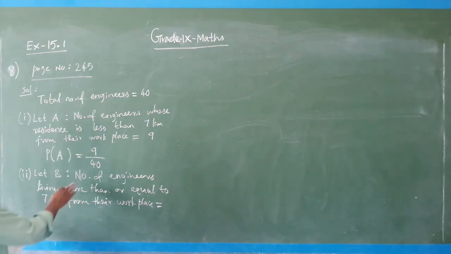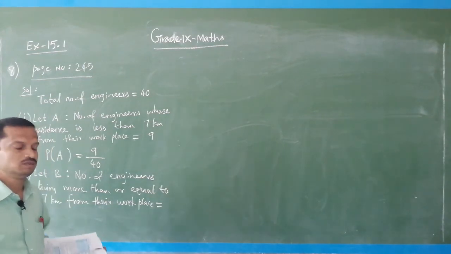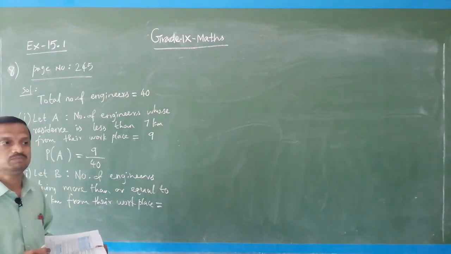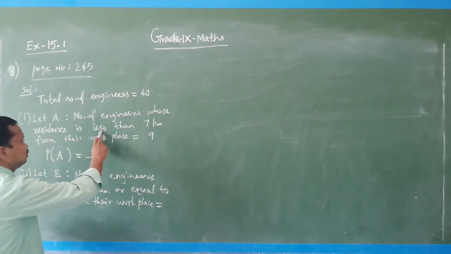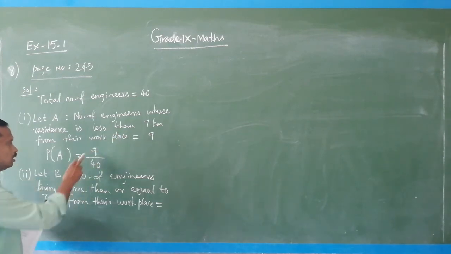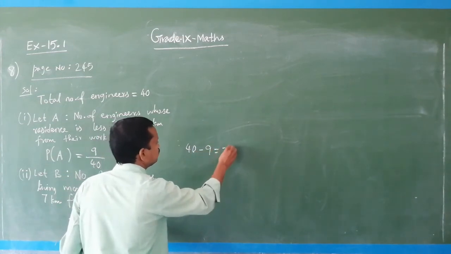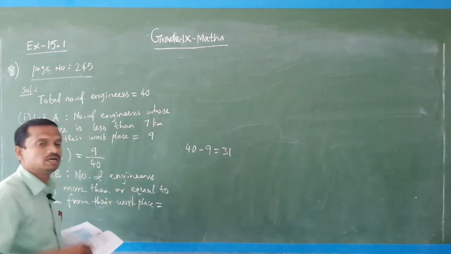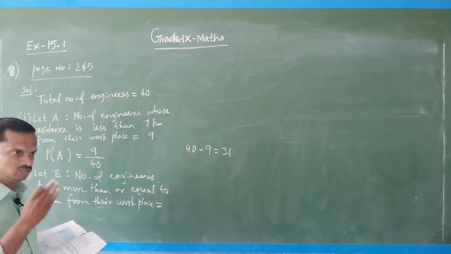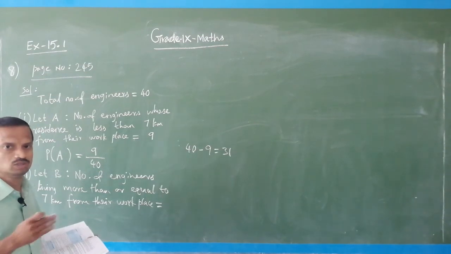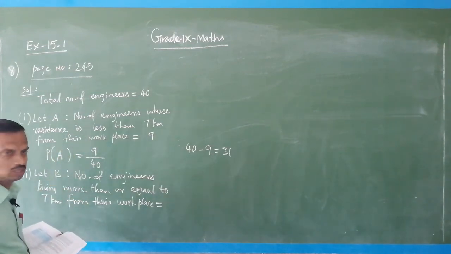How am I telling this? By applying the formula P of E plus P of E bar equals 1. Here the number of engineers living less than 7 kilometer from their workplace is 9. Out of 40, if we subtract 9, we get 31. So more than or equal to 7 kilometer means from 7 and more than 7 we have to consider. So these two are opposite, yes or no?